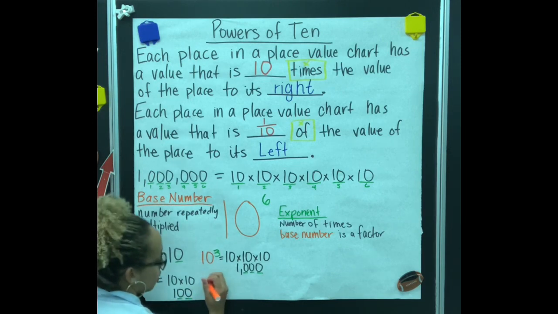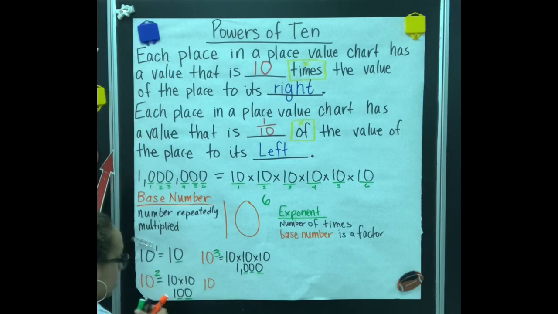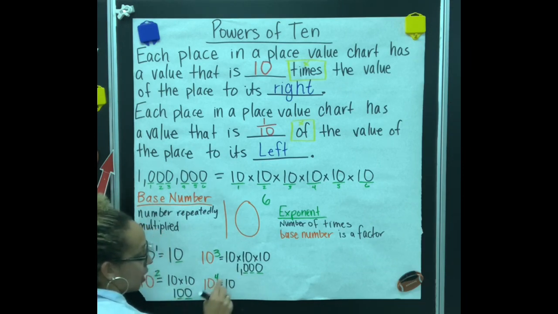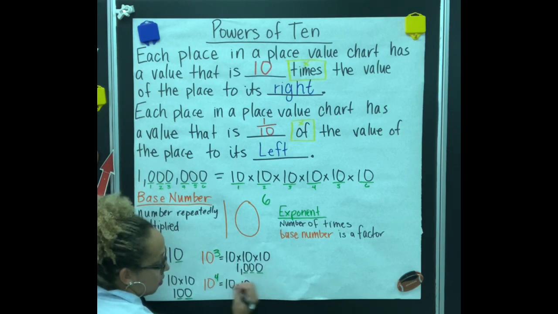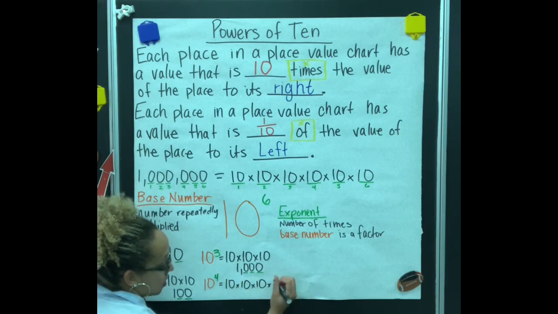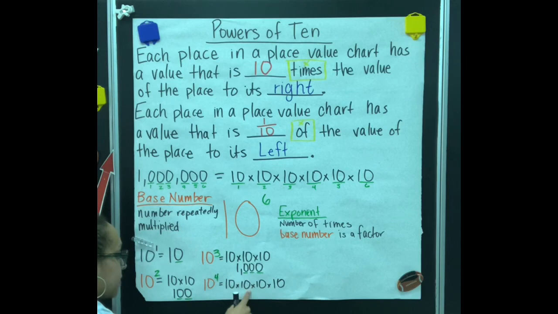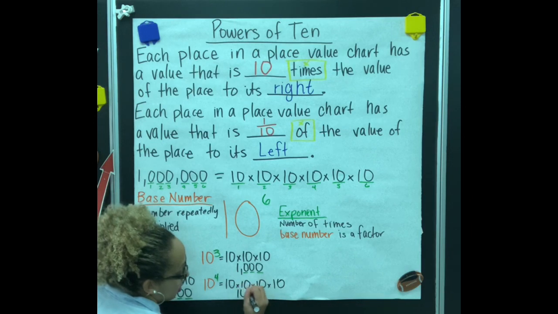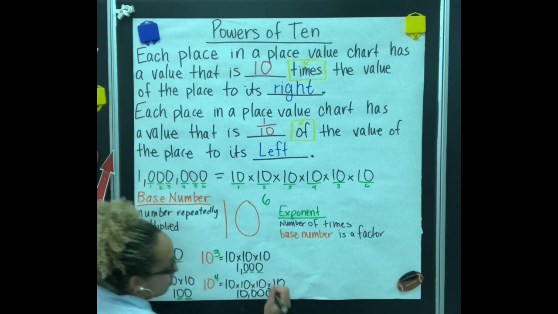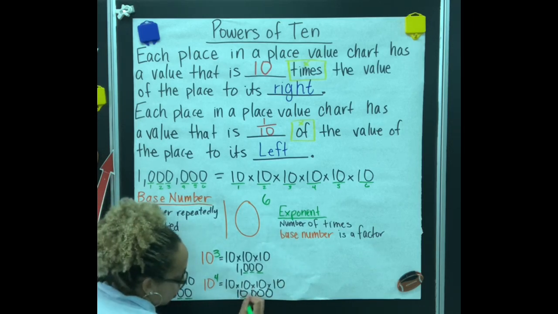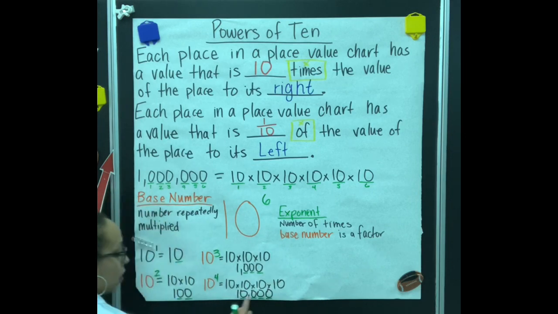We have 10 to the 4th power, and that equals 10 times itself, how many times? 4 times. 10, that's 1, times 10, that's 2, times 10, that's 3, times 10, that's 4. 10 times 10 is 100, times 10 is 1,000, times 10 is going to be 10,000. How many zeros should there be after our 1? 1, 2, 3, 4.